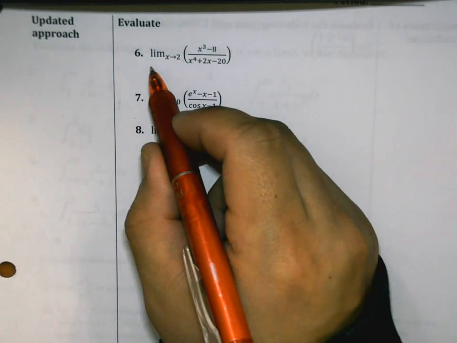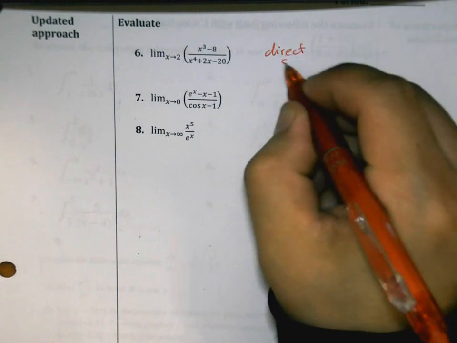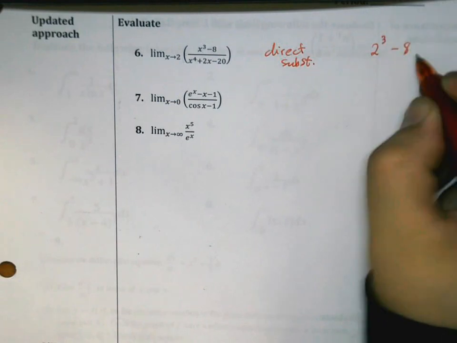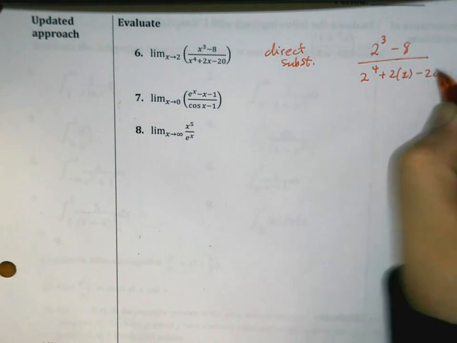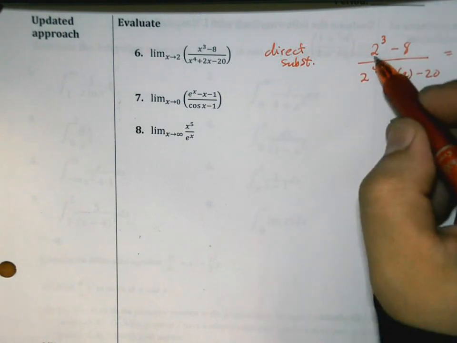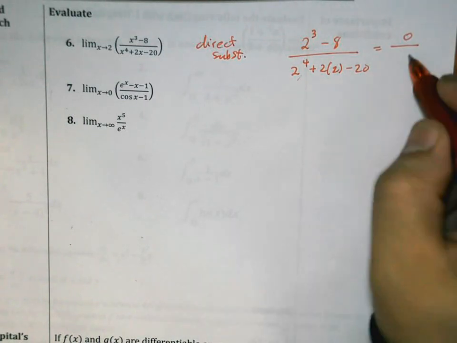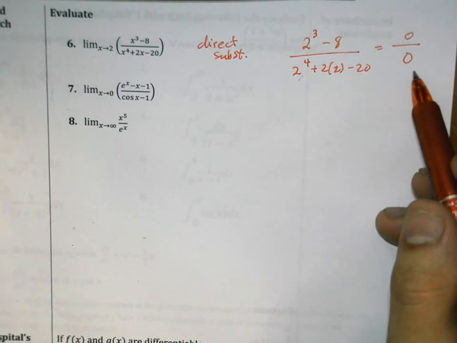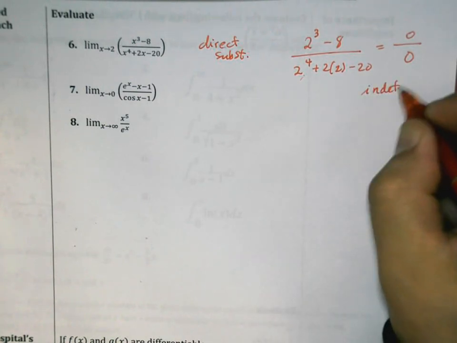So if you look at number 6 here, we're taking the limit as x approaches 2, and we can try to use direct substitution. And what we end up with on the top is 2 cubed minus 8 over 2 to the 4th plus 2 times 2 minus 20. So in the numerator, we get 8 minus 8, so that's 0. In the denominator, we get 16 plus 4, that's 20, minus 20, so we get 0. Okay? And you might think that this is 1, but it's not. Okay, so 0 over 0 is undefined or indeterminate.